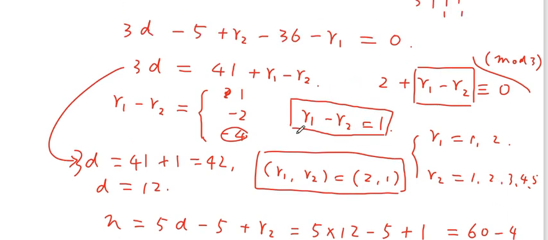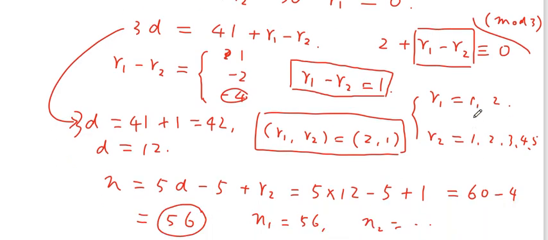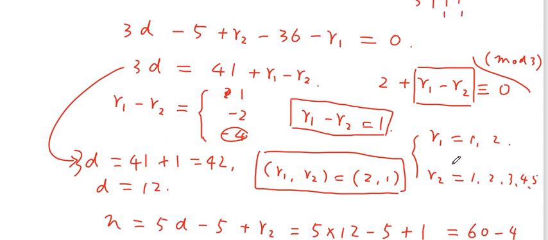So let's also check how about this equal to negative 2. If R1 minus R2 equals negative 2, could it be 1, 3, giving negative 2, right? Also could it be 2, 4, negative 2, right?